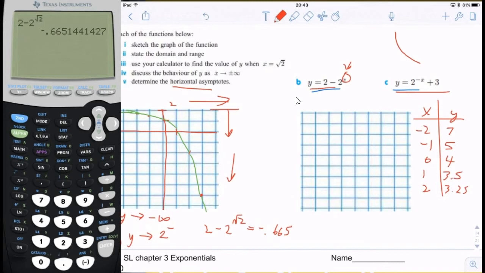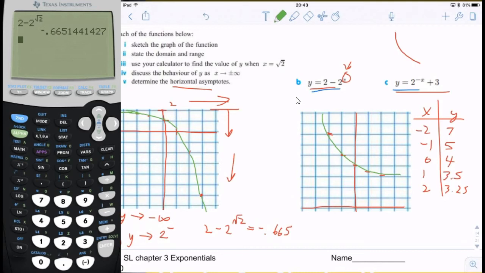And then if we're going to graph these, most of these values are very positive, so we could just put the x, y axes like that. Negative 2 comma 7 would be here. Negative 1 comma 5 would be here. 0 comma 4 is here. 1 comma 3.5 is here. And 2 comma 3.25 is here. I'm going to graph this. Okay, I can already see where the asymptote is, right?